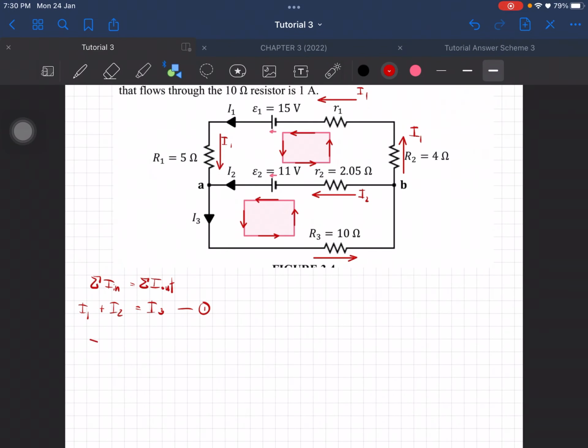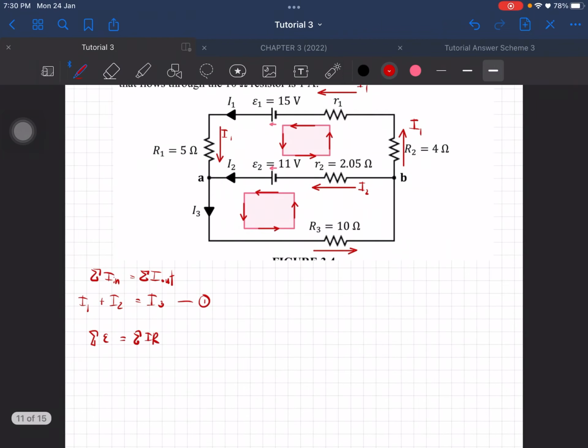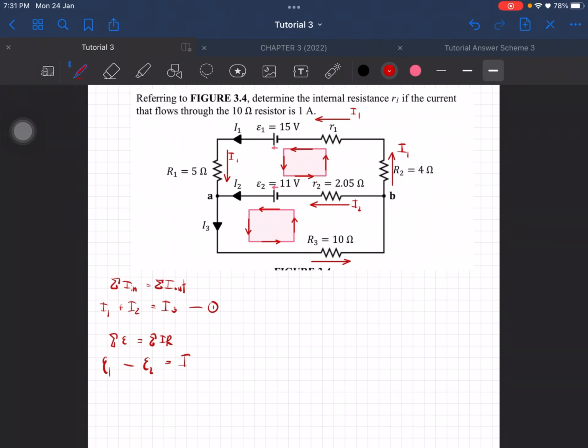So Kirchhoff's second rule states that the total EMF should be equal to the summation of the product of current and resistance. So for the EMF, this is positive E1, and then minus E2, since this is in the opposite direction, and then I1 R1. So let's look at this one. So I1 R1, and then this one is also positive I1 R1. Hopefully you get which resistor I'm talking about now. So this one is positive I1 R2.